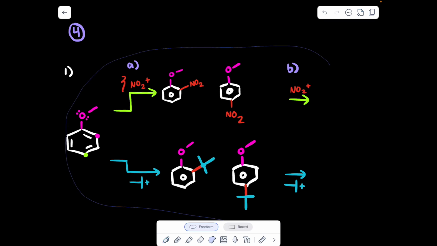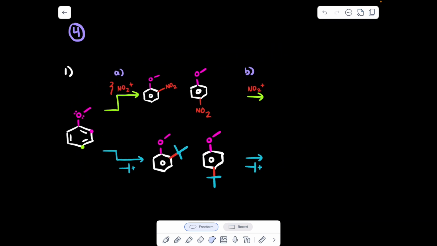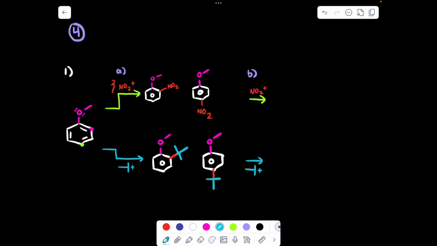But now you could get asked a question that's a little bit more complicated. You could say, for part B, question 4, part 1, part B, consider the addition of one more equivalent of the same reagent. So in the top example, we're adding in NO₂, one equivalent in the beginning, and then one equivalent in the second part. In the bottom part, we're doing a tert-butyl group once, and then twice.